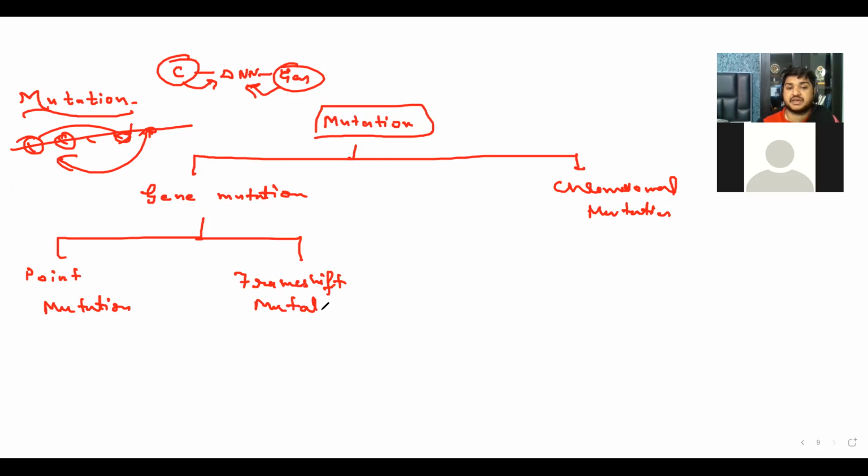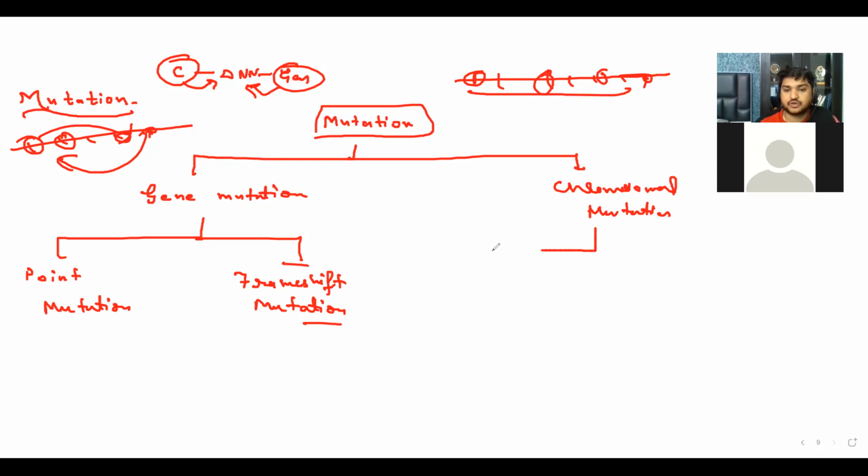So just tell me which mutation is higher, point or frame shift? Point mutation is only a change of one point. Higher means more change. Oh, frame shift. Suppose it's one complete chain. If you change only at this position, this is point mutation. But if you change this and this and this, where is the change higher? Frame shift. Yeah, frame shift, right?